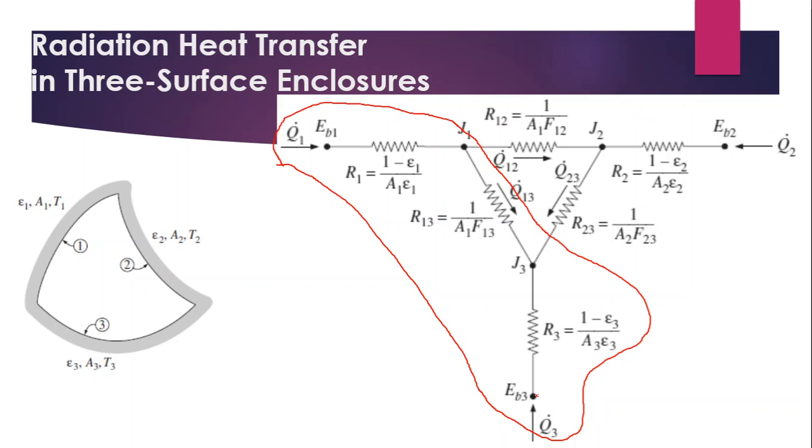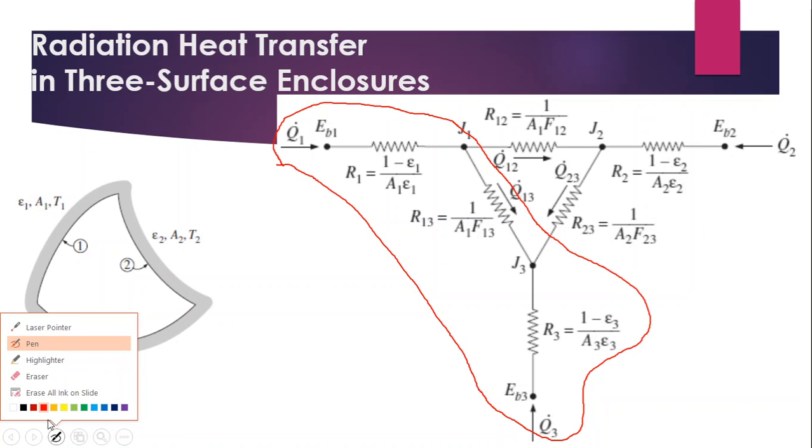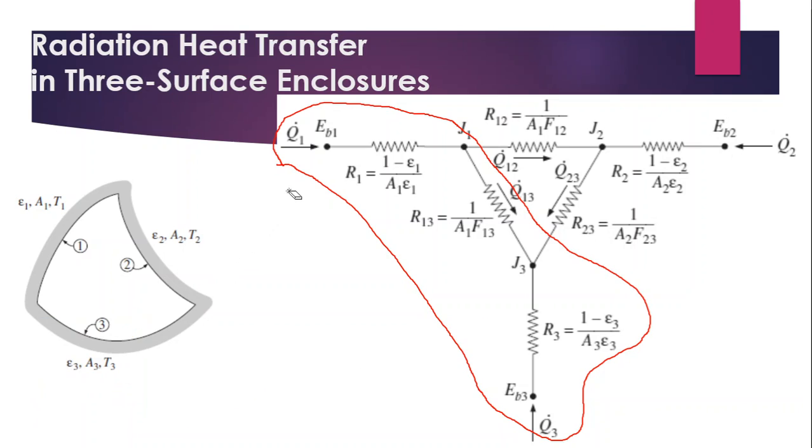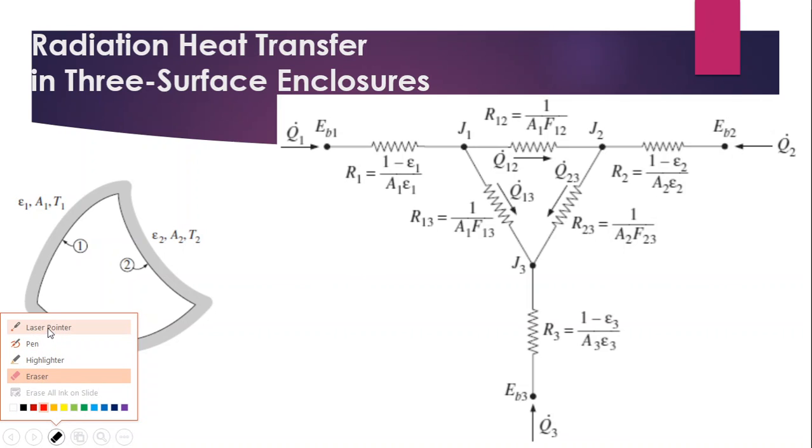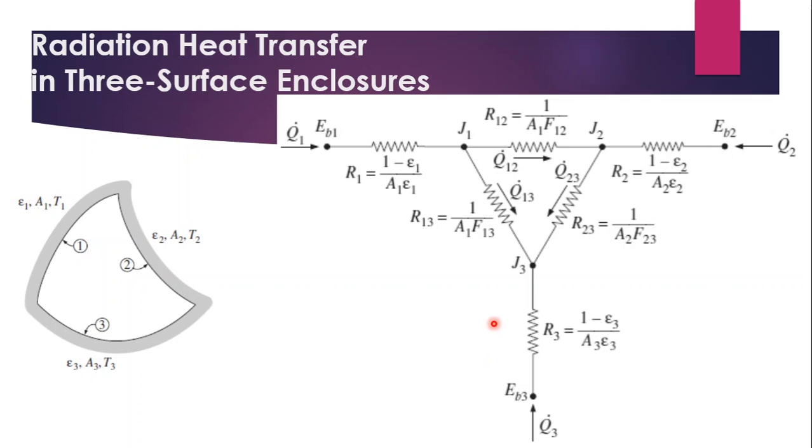In the same manner, we find the network diagram between surface 3 and surface 2. In that manner we can make the radiation heat transfer network for three surface enclosures. In case you have four surface enclosures, we proceed the same way.